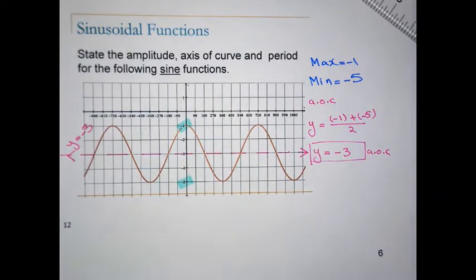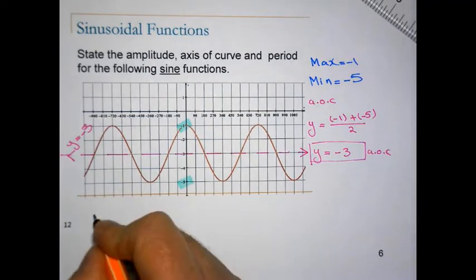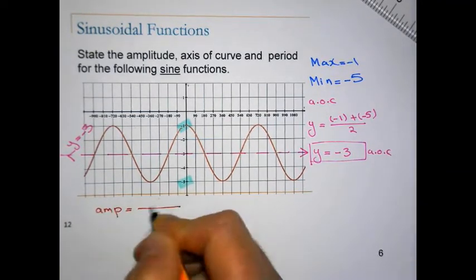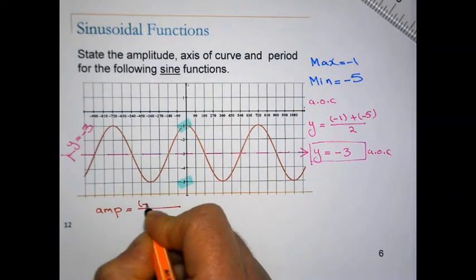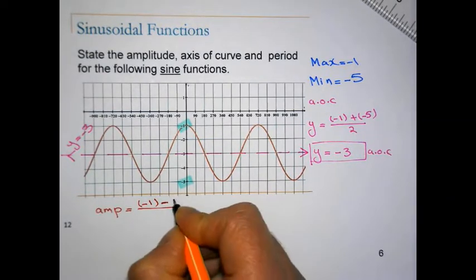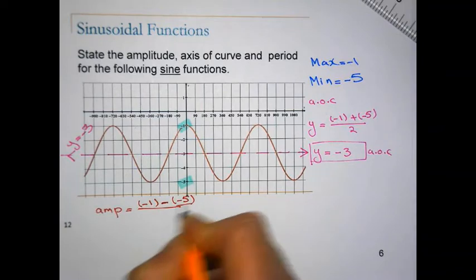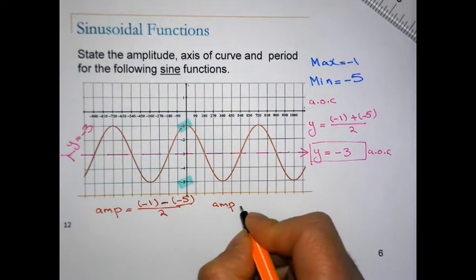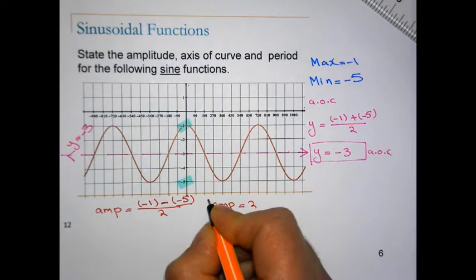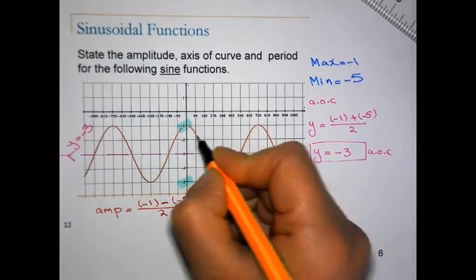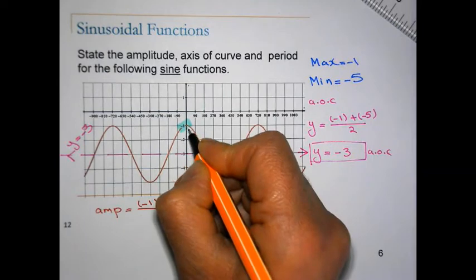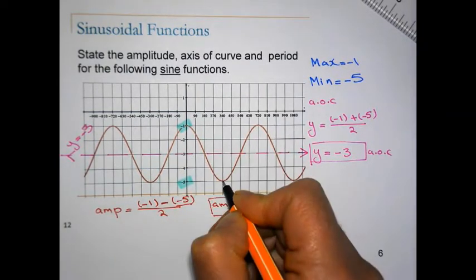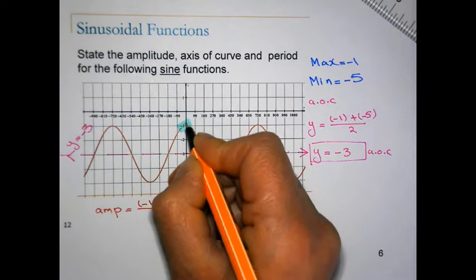Now the next thing we want to find is the amplitude. Amplitude is max minus min over 2. So -1 minus -5 over 2. So the amplitude will be 4 over 2, which is 2. As you can see, it is right. The distance between the max to the axis of curve or min to the axis of curve is actually 2 units.